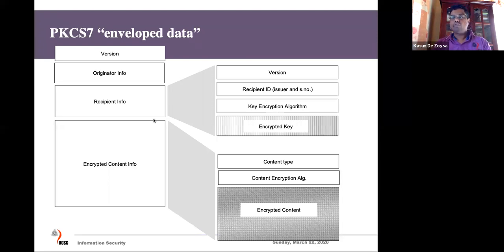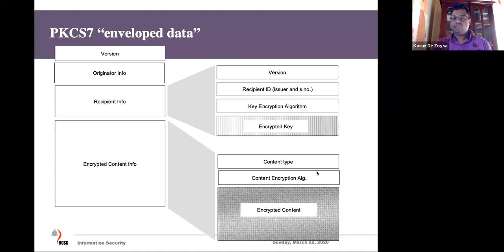And then we have to encrypt the content. So we get the content and encrypt it using this key. We put that here and mention which algorithm we used to encrypt the content, and the content type. All together, we call it the encrypted content information. So if someone receives that, you may understand how he can retrieve the message.